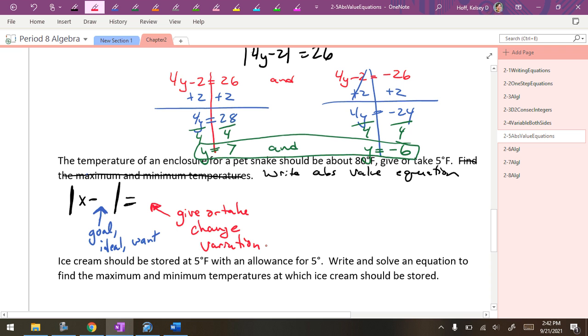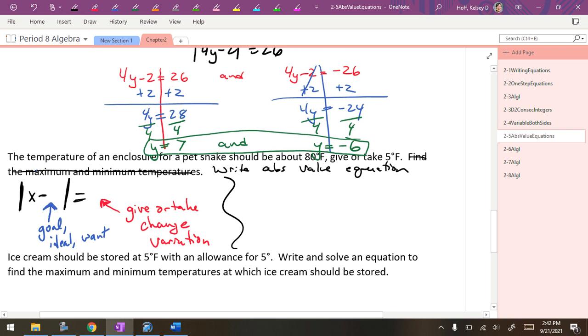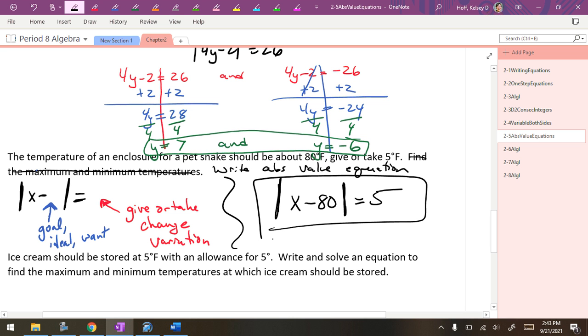So every absolute value equation gets set up like this. Every single one. So if the directions say write an absolute value equation to describe this, you have to fill in two numbers. So in this problem, we literally already know it's going to be the absolute value of x minus something equals a different number. So what's your goal? 80. So absolute value of x minus 80. What's your give or take? 5. Done. You just have to write the equation. There's only one equation. If you were going to solve it, you'd split it into two.